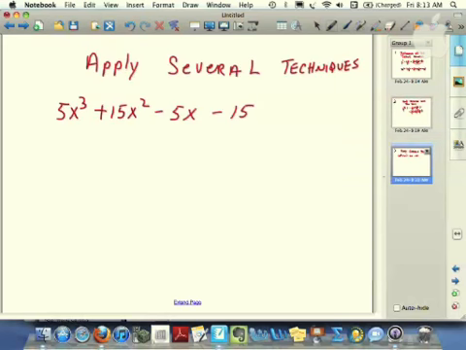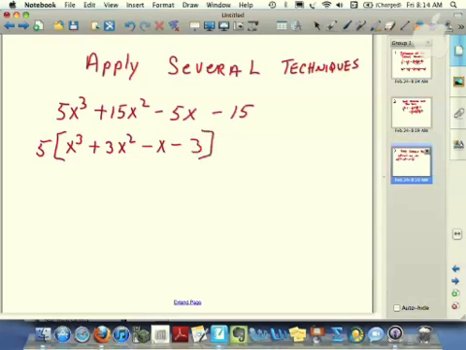In the third example, we're going to apply several techniques to factor it. It's 4 terms, so at some point you know we'll be grouping, but notice before you begin that 5 is a factor of all of the terms. So let's factor the 5 out of every term, and it results in x cubed plus 3x squared minus 1x, or x minus 3.